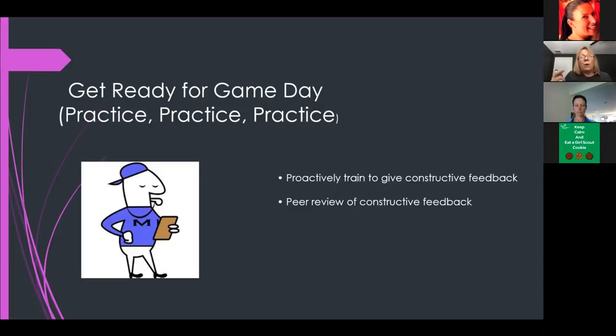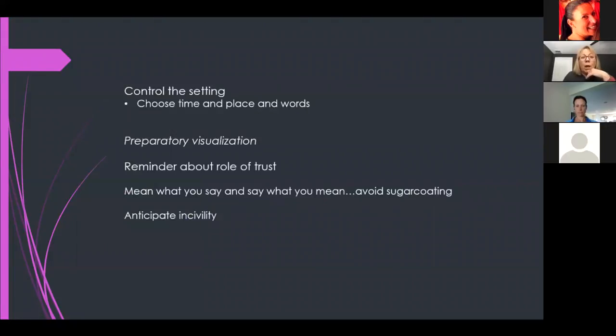And so as hard as it may seem, constructive feedback probably needs to be given more frequently, and to identify good examples or good work, as well as areas where they need improvement. And we control the setting. You control the setting. Choose time and place and words effectively. Reread it. It's the same thing about sending an email. Always read the email a second time before you push send.